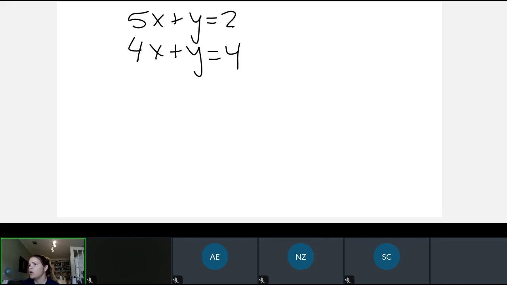Okay, yes, Anna, the y's. And they're both the same. So whenever we have two coefficients that are the exact same, we subtract. So you're going to subtract everything here. Does that help you a little bit?